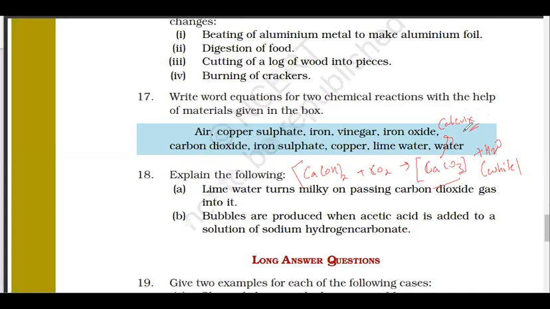Got it? Yes, Daksh. Calcium hydroxide plus carbon dioxide gives calcium carbonate plus water. Okay? Esther, very good. Right? Anyone who didn't get it yet, tell me. So this is the reaction. You have to write like this.